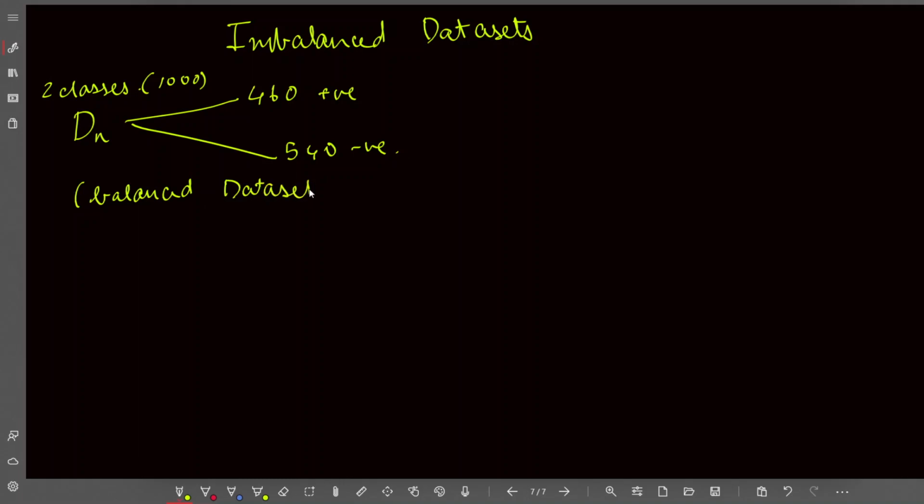Now let's take another example where we have a dataset Dn, which has, let's say, 100 positive points and 900 negative points. In this dataset, you would see that the difference between positive and negative classes is very high. A dataset like this is very common in medical applications where you're trying to find a disease. You'd usually get a dataset with a lot of data points where the disease wasn't found and a few where the disease was found. If the difference is very big, it's called an imbalanced dataset.